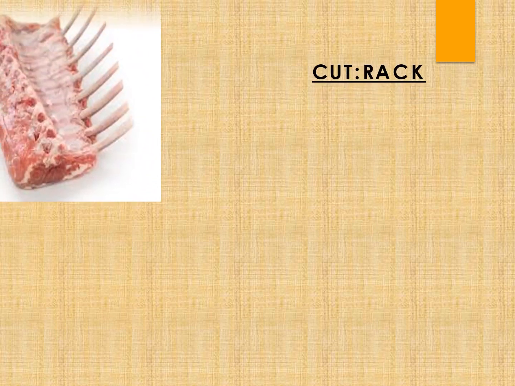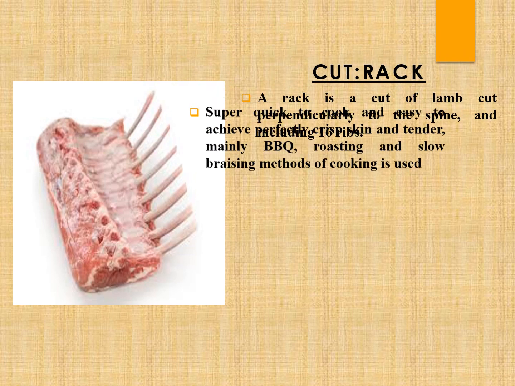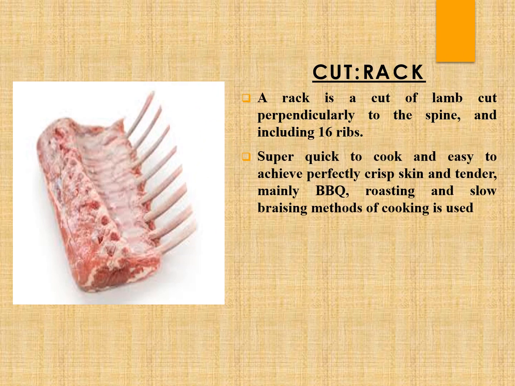Now we will be understanding the cut of lamb named rack. You can see in the image how racks look. The rack is prepared from a side of a lamb by removing the forequarter using a straight vertical cut along the rib bone and a horizontal cut along the top of the flap. A rack is cooked perfectly by either barbecuing or roasting or even slow braising methods of cooking.